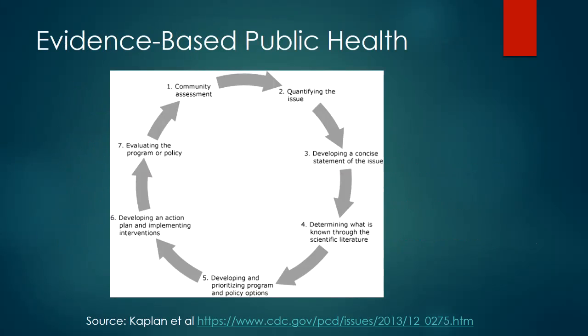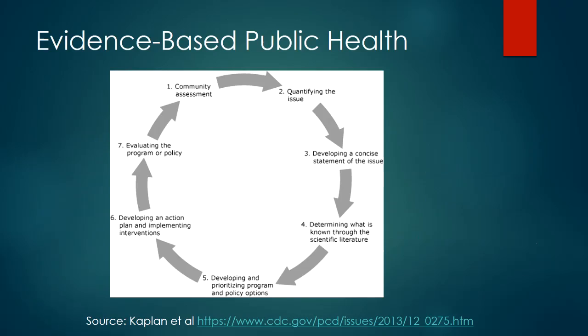This figure shows the flowchart for evidence-based public health, really a cycle. We start with a community assessment and quantify the issue, and then we develop a concise statement of the issue and try to determine what is known through the scientific literature. And so this is where the focus of our talk today comes in. Next, we would develop and prioritize program and policy options, come up with an action plan, and implement interventions, evaluate that program or policy, and then start over at the beginning and assess the community.